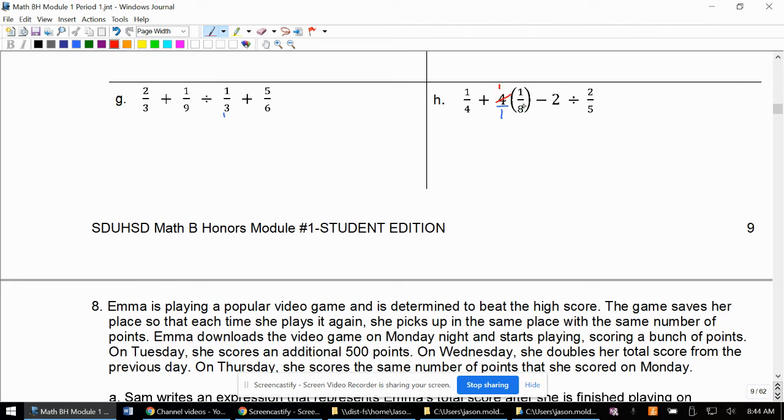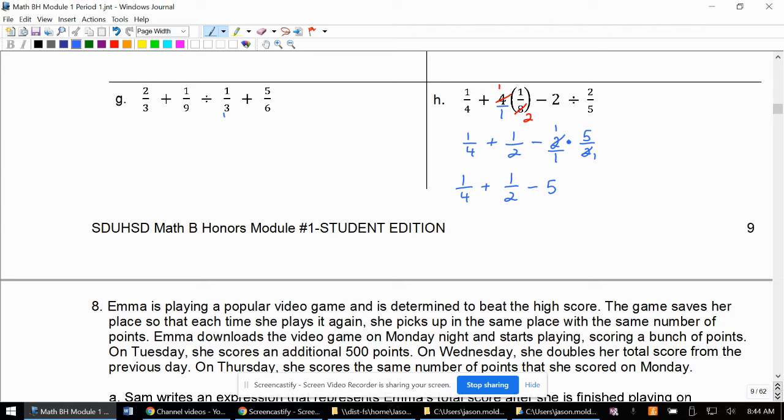4 goes into 4 once and into 8 twice. So I've got a quarter plus 1 times 1 is 1. 1 times 2 is 2. And then minus 2. And the rule for divide is multiply by the reciprocal. So I'm going to flip the second one. I'm also going to change this over 1. You don't have to do that, but it is easier to look at this. These are going to cancel. And I have a quarter plus a half minus, and this is 5.